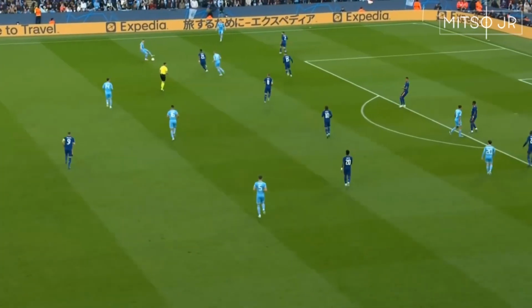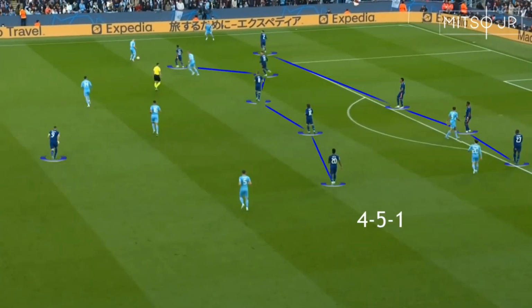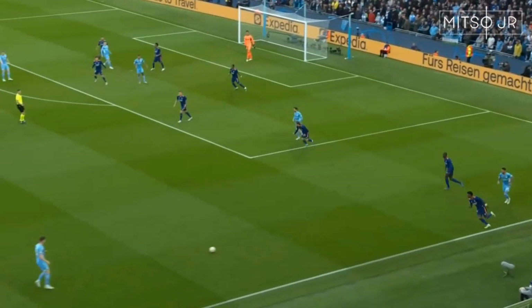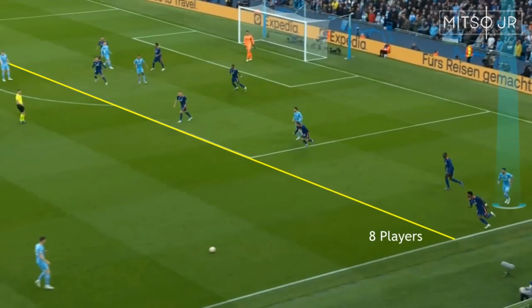Both teams started the game with 4-3-3 on paper. However, Real Madrid used this 4-5-1 during the defensive phase. Carlo Ancelotti started the game defensively. You can see how the team was using a low block.